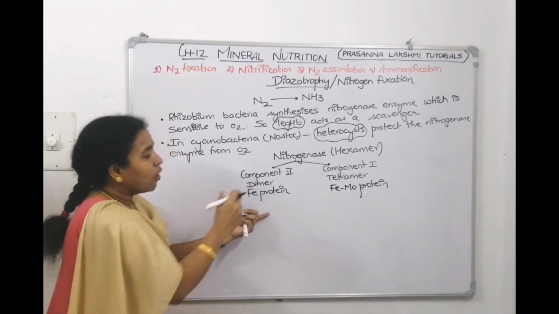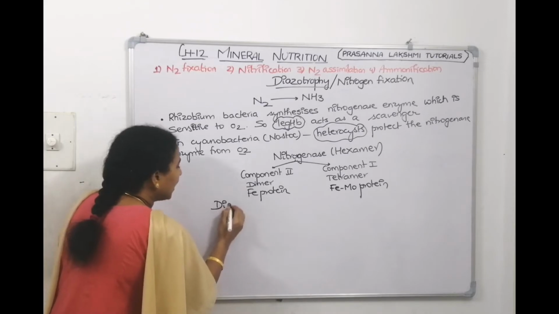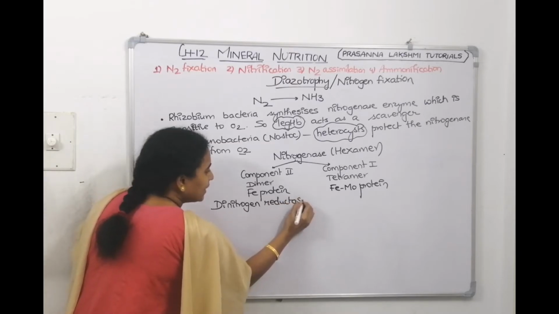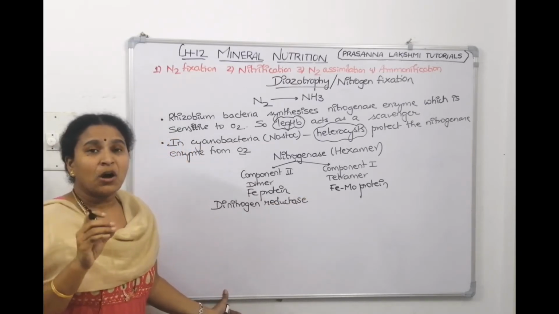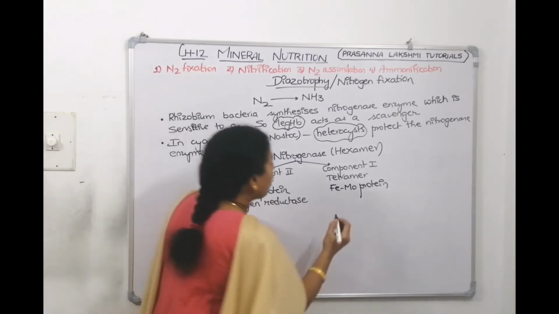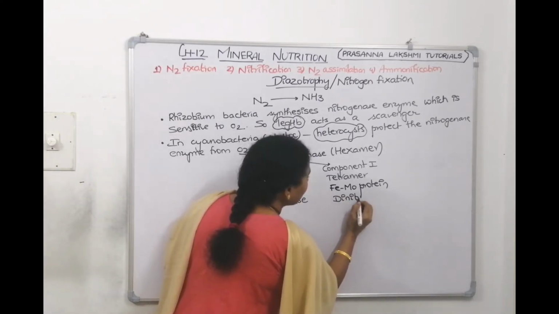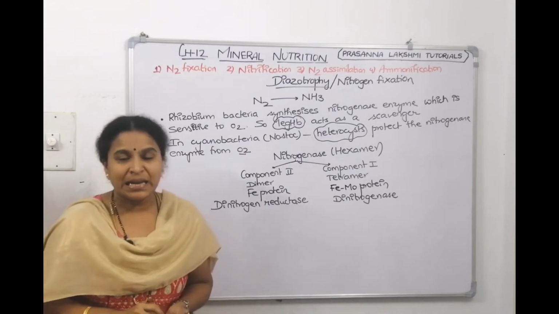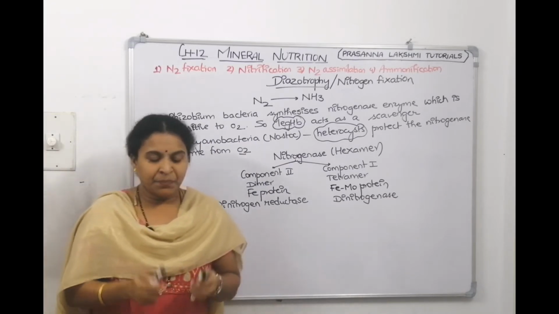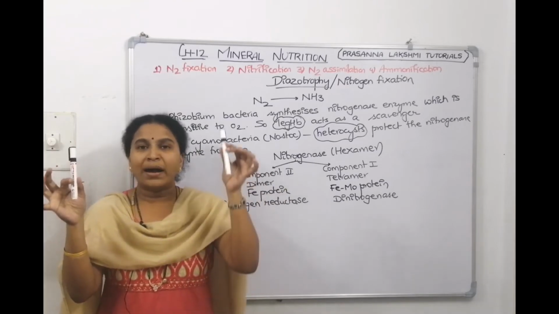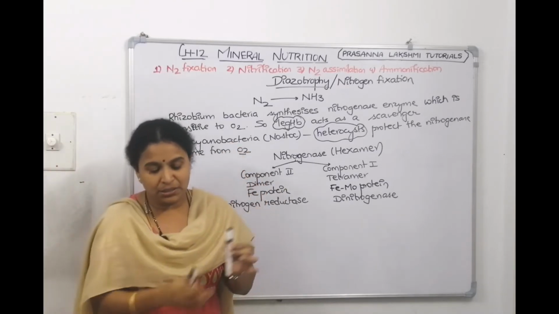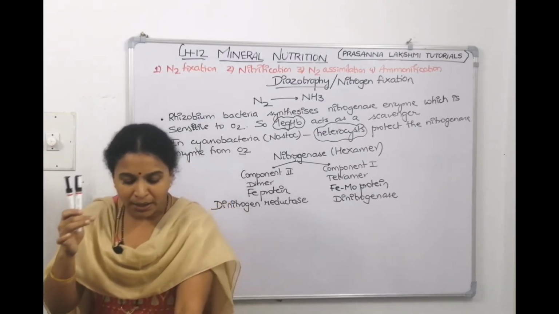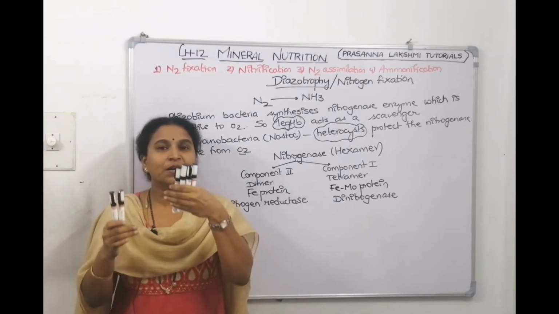Component 2 of the nitrogenase enzyme is also called dinitrogen reductase enzyme, whereas component 1 is called dinitrogenase. So we are dividing the nitrogenase enzyme and saying it has 2 components, component 2 and component 1. Component 2 is made up of 2 subunits, so it's called a dimer. Whereas component 1 is made up of 4 subunits, so it's called a tetramer.